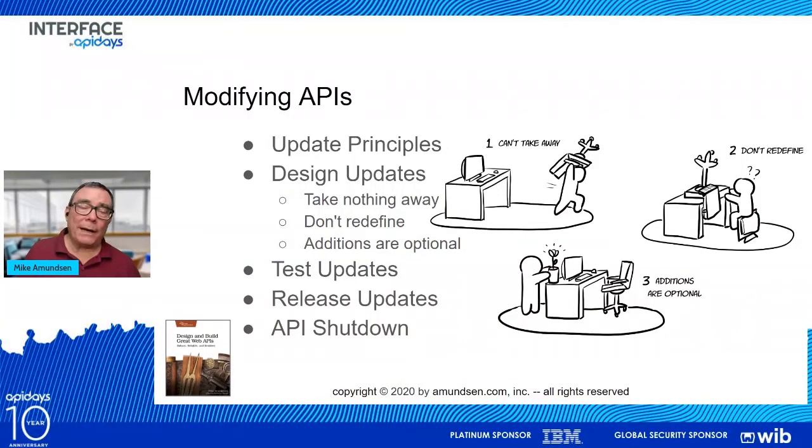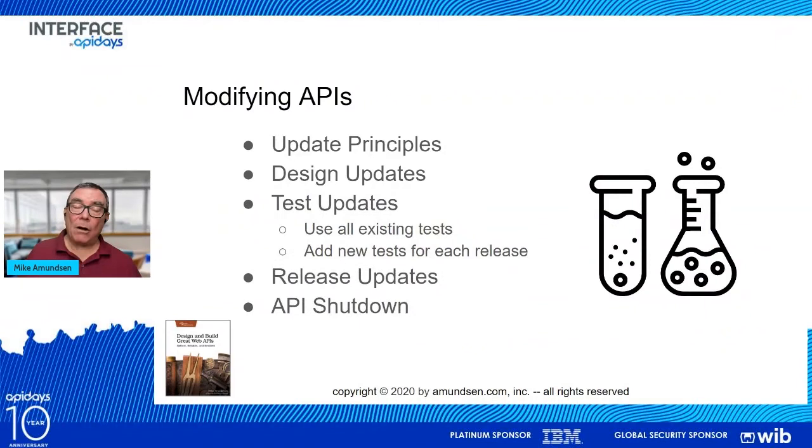I can't add a new required input because that's a breaking change. So take nothing away, don't redefine, additions are optional. That's a great way to start. Now, how do you confirm that your changes are non-breaking? Use all the existing tests. Don't rewrite the tests. Use the same test you were using for release number 1.